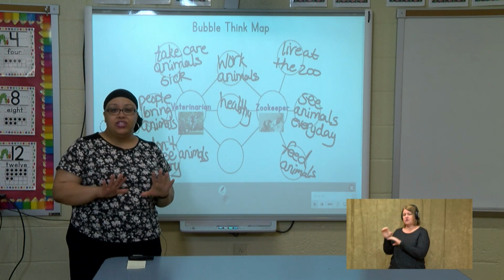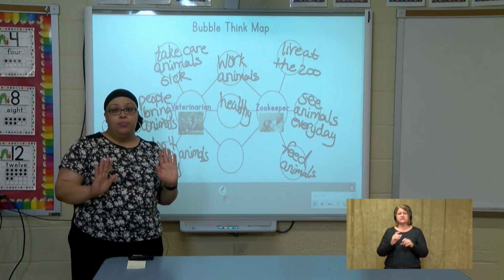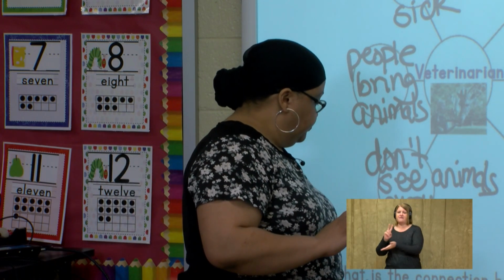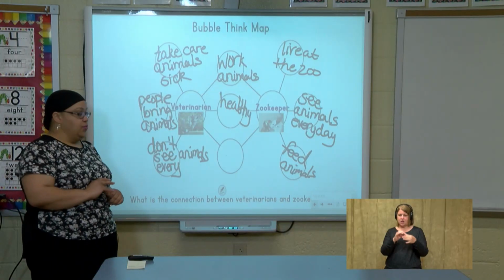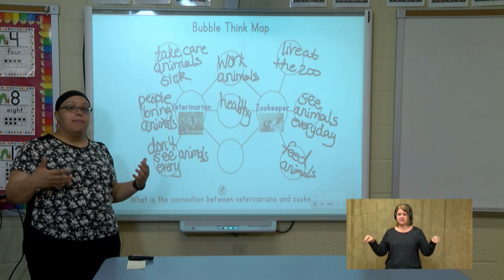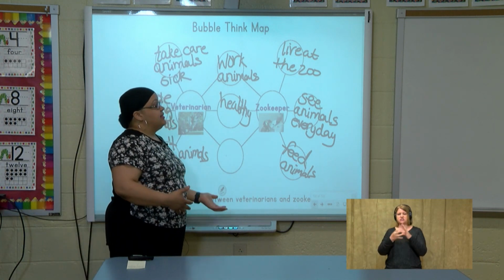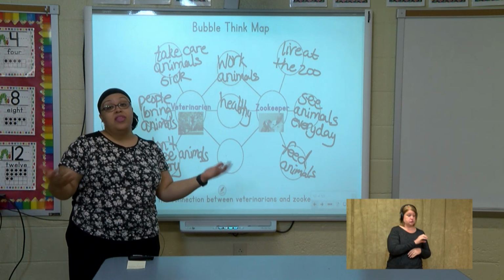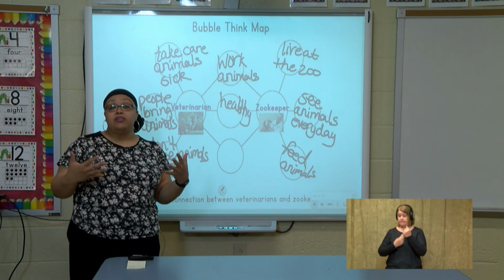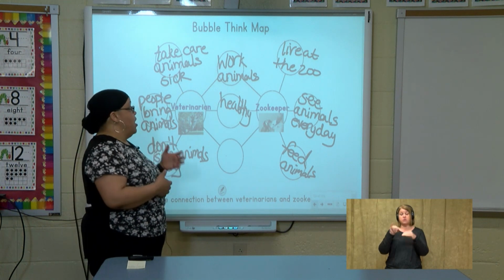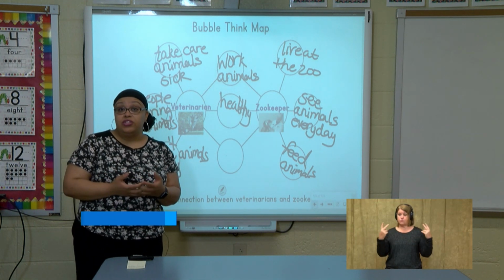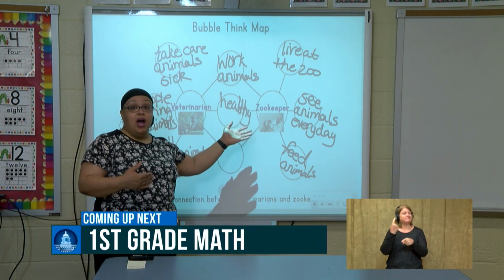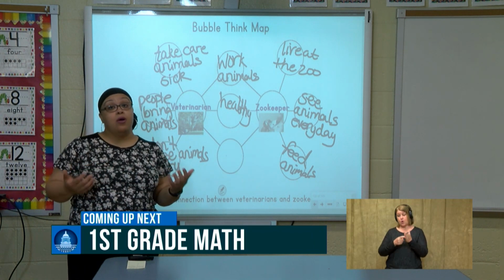Now, let's make a connection of how the zookeeper and the veterinarian are related. So let's look at that. What is the connection between the zookeeper and the veterinarian? When I'm looking for my connection, I want to look for ways that they are the same. A veterinarian and a zookeeper both do what? They both work with animals. So both of their jobs have them working with animals. What's another connection that you can make with a zookeeper and a veterinarian? That's right. Both of their jobs require them to keep animals healthy.